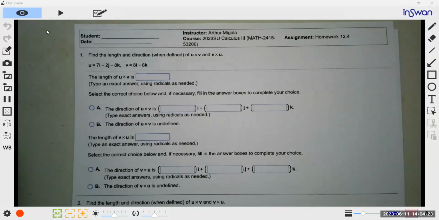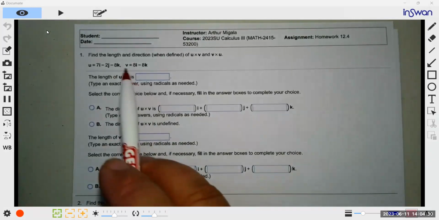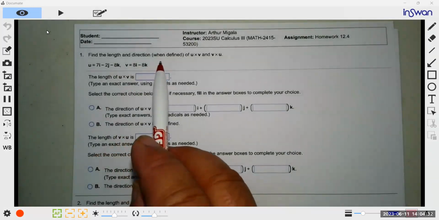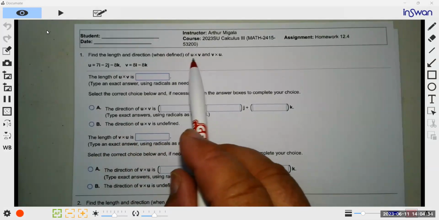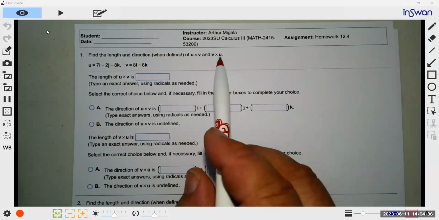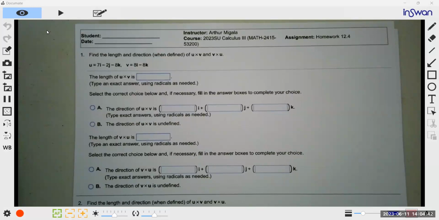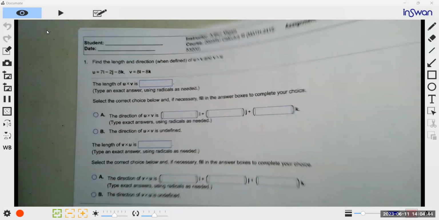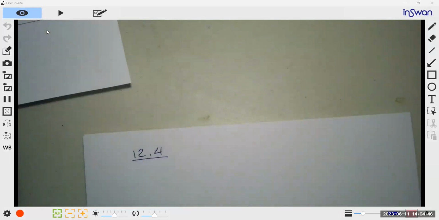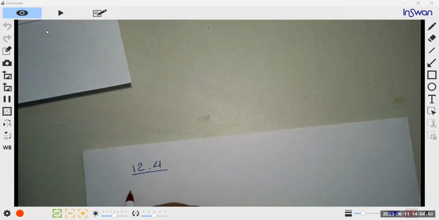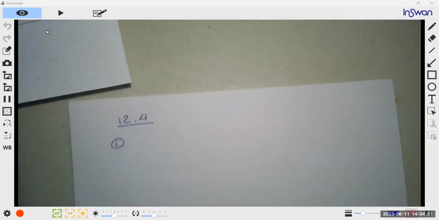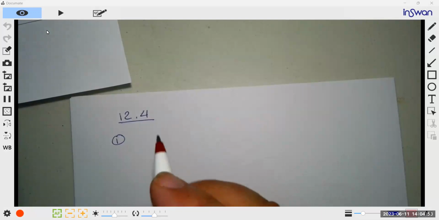This is homework assignments for section 4 of chapter 12. Section number 1. Find the length and direction of the u cross v and v cross u of these two vectors. All right, so in order to find this now, since it's a cross product, we have to use the matrices.